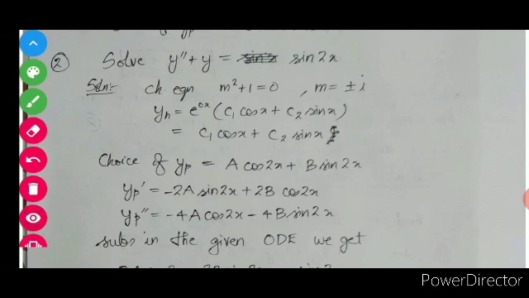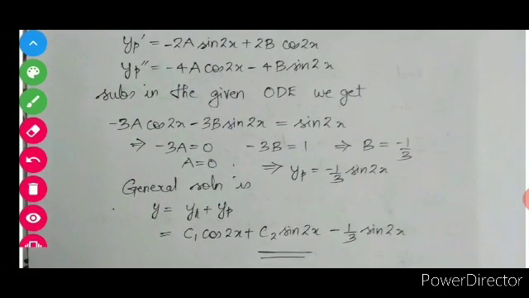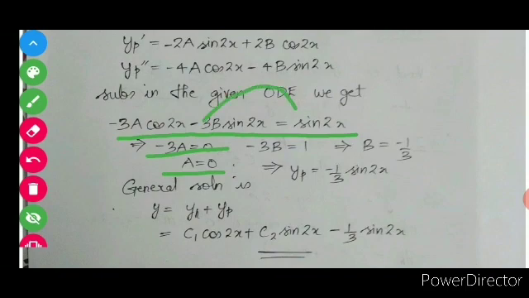Now yp double dash is found here, yp is also found here. Now adding those, you get it as minus 3a cos 2x minus 3b sine 2x is equal to sine 2x. That is, equating both sides, we equate coefficients of cos 2x on both sides, and you get minus 3a equal to 0 or a equal to 0. Now we are equating coefficients of sine 2x on both sides. So you get minus 3b equal to 1 or b equal to minus 1 by 3.